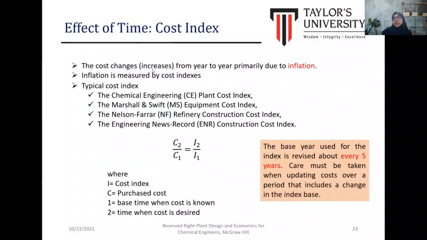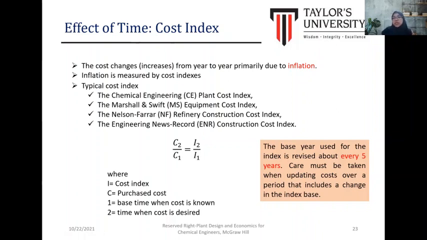The cost changes year to year, increasing due to inflation. Inflation is measured by cost indexes. The typical cost indexes for chemical process plants are the CE, Chemical Engineering Plant Cost Index, the Marshall and Swift or M&S Equipment Cost Index, the Nelson-Farrar Cost Index, and also the Engineering News Record Construction Cost Index. This is the ratio of the purchase cost of the existing to the previous project, equal to the current cost index over the previous cost index.